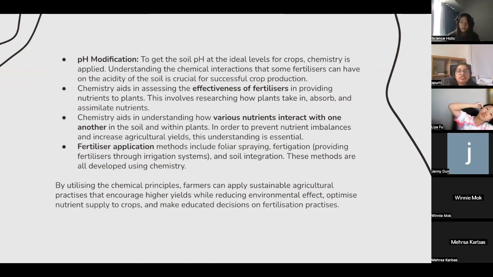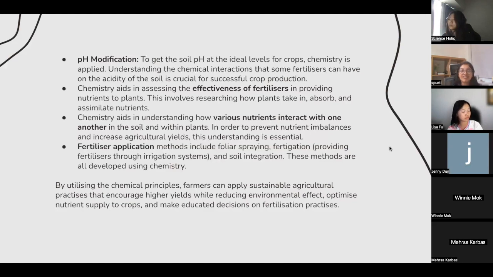So chemistry also aids in assessing the effectiveness of fertilizers in providing nutrients to plants. So this involves researching how plants take in, absorb, and assimilate nutrients. Chemistry also aids in understanding how various nutrients interact with one another in the soil and within plants in order to prevent nutrient imbalances and increase agriculture yields. This understanding is very important.